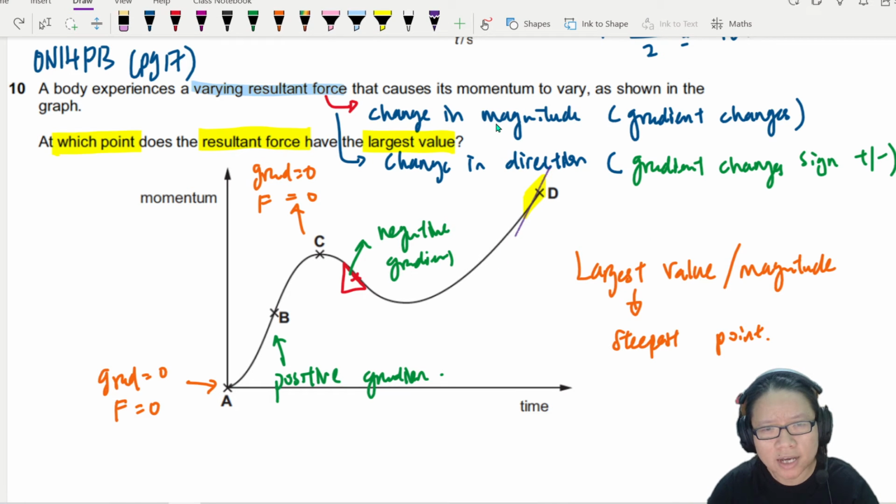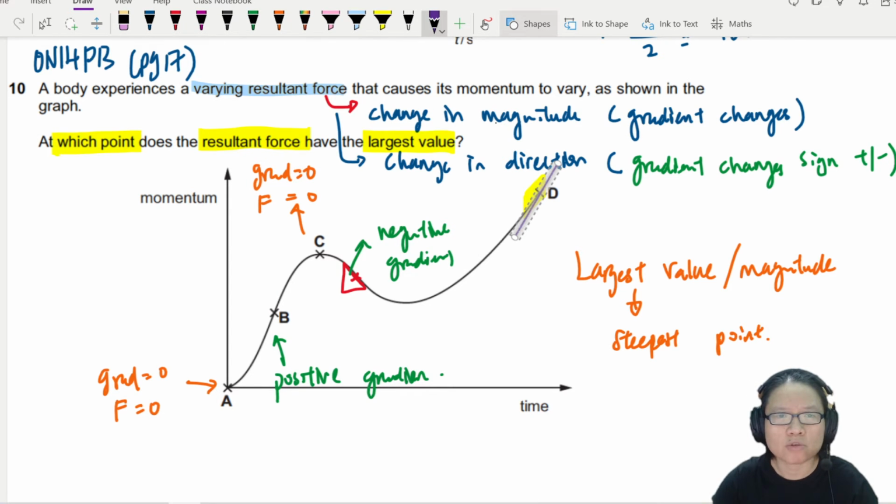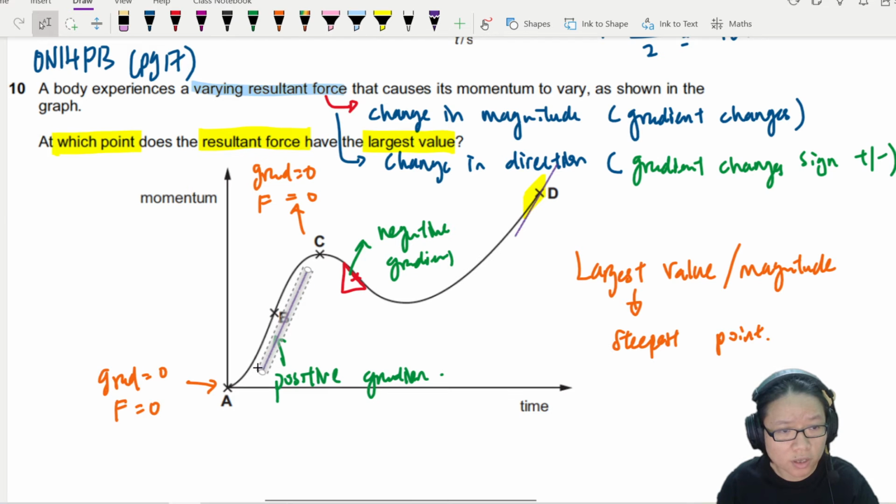So let me draw a line to indicate the tangent at point D, something like this. And I will draw another line to indicate the tangent at point B. Let me draw this properly. Hang on. I wish for a ruler that I do not have. OneNote doesn't have a ruler.